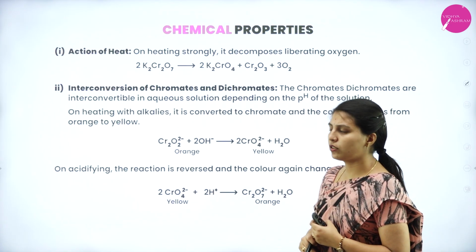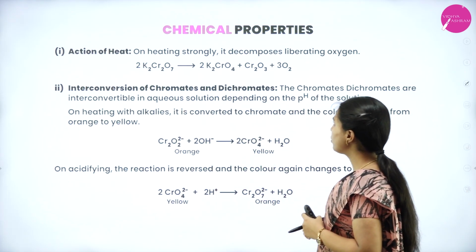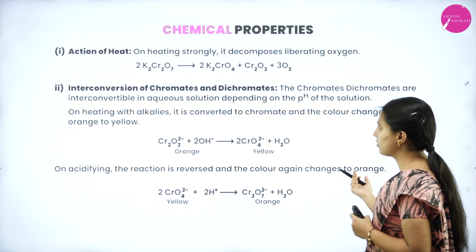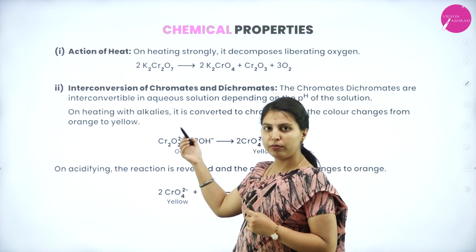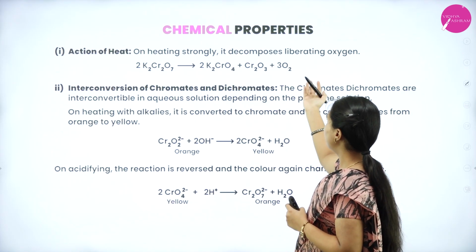Next, chemical properties of dichromate. Action of heat: on heating strongly, it decomposes, liberating oxygen. When potassium dichromate is heated strongly, it decomposes, liberating oxygen.